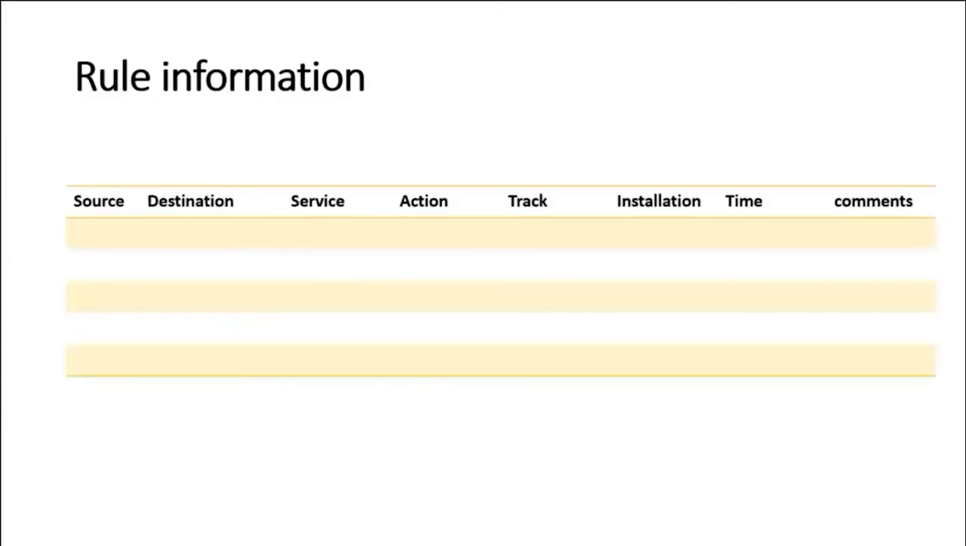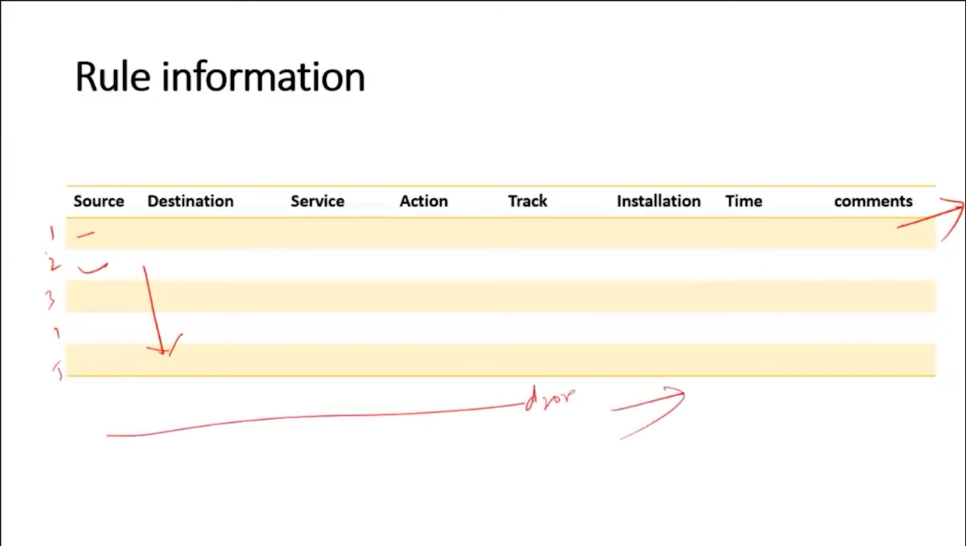As I mentioned, we'll have a list of rules, like 1, 2, 3, 4, 5. First it will check from the first rule. If it matches, then it will take the action. If not, it will go to the second rule. Like that, it goes until it matches. If nothing matches, in the last we'll have a cleanup rule, so the traffic will go through the rules and it will drop the packet. Okay, this is the rule information.